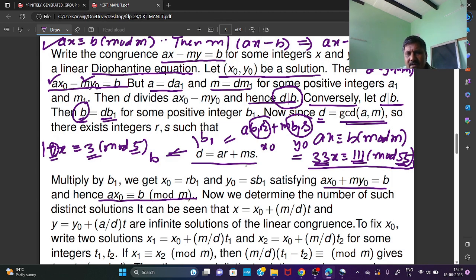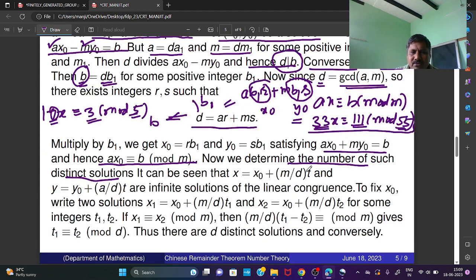Next part is how many distinct, incongruent solutions there are. Distinct means incongruent solution, because this system has infinitely many solutions. If x naught and y naught is one of the solutions, then if we consider x like this, that must be a solution. So for every integer t there will be a solution. So we are interested in incongruent solutions, and they can be found in such a way.